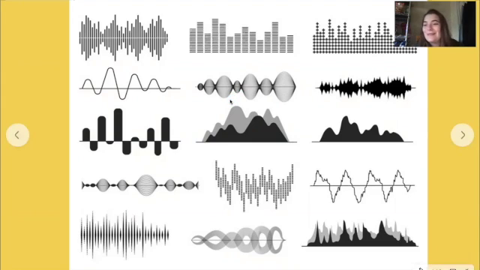Great job. So these are just different types of graphs that scientists use to show sound waves. And sound waves travel through air in similar ways that water waves travel through water. So it's easier to understand how sound waves work if you think about when you throw a pebble into the water and you see all those awesome ripples. That's kind of what sound waves are like.